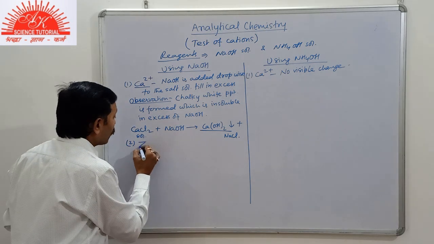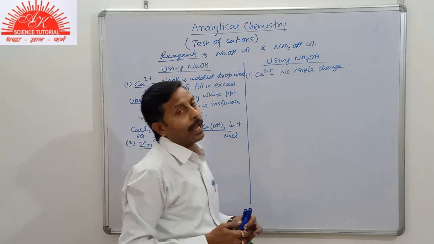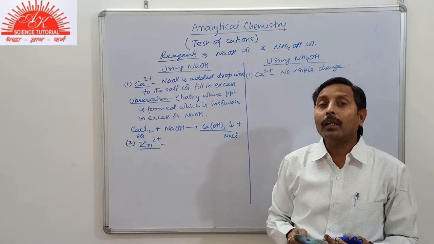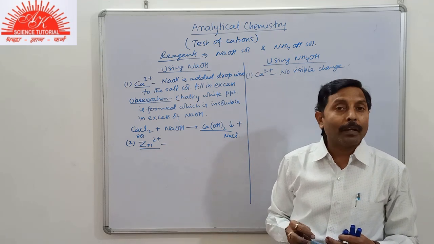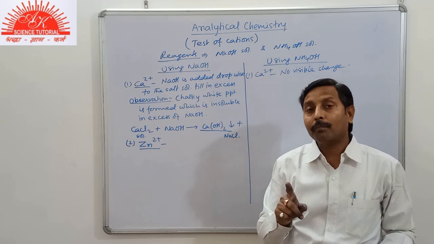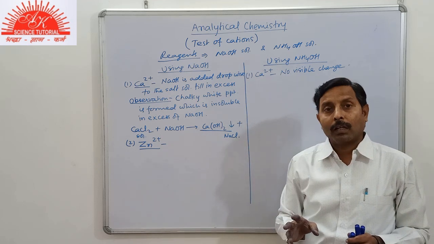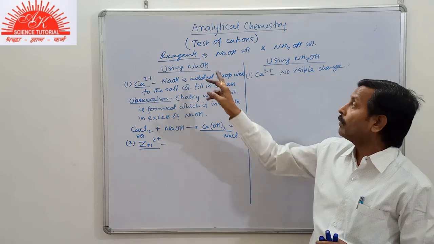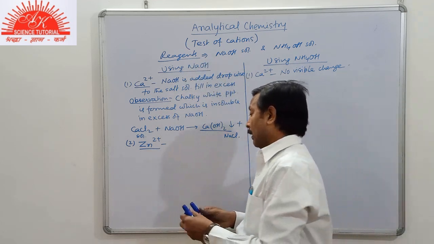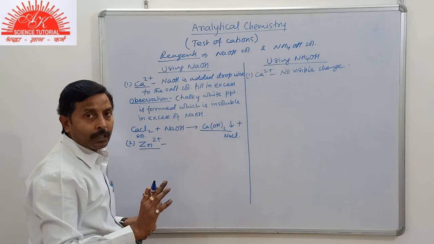Now suppose we take Zn2+, that is for zinc ion. Our cation is zinc, which means we have the salt of zinc, like it may be zinc sulfate, zinc chloride or zinc nitrate. Always remember, it must be a salt which is soluble in water. Insoluble salt will not be taken for analytical tests. Now, we will write only the observation because the steps will be similar.